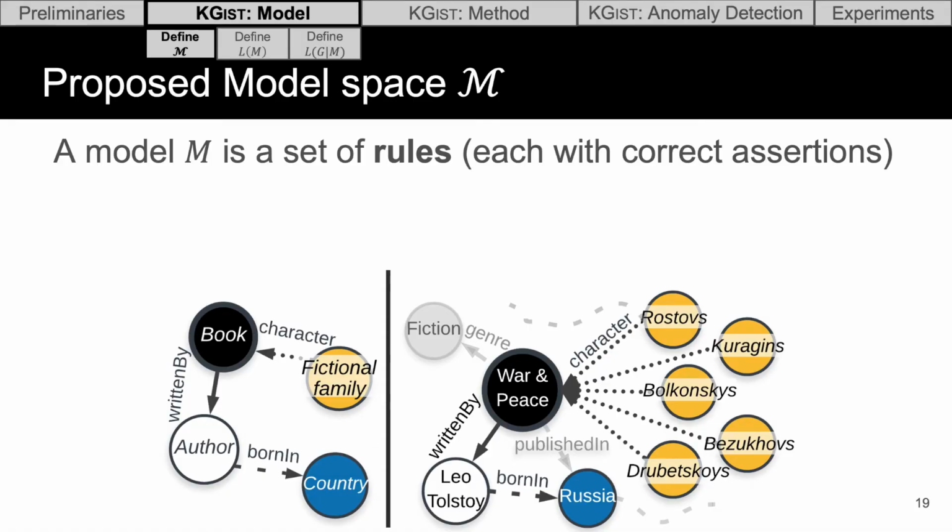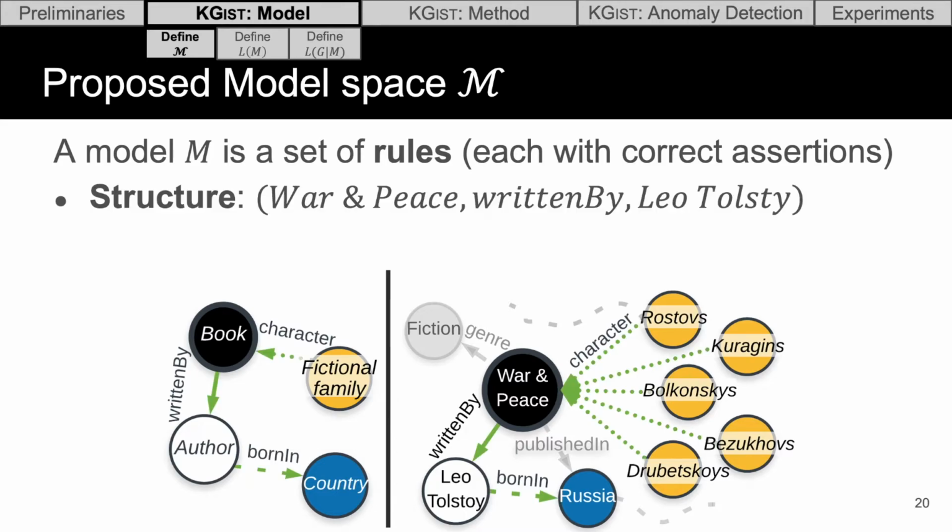The first step, again, is to define what a model is. And we will define it quite simply as just a set of rules, each of which has correct assertions, just like we saw before.